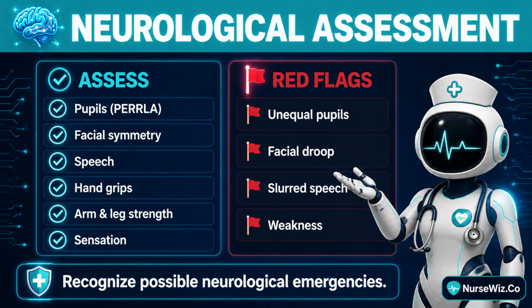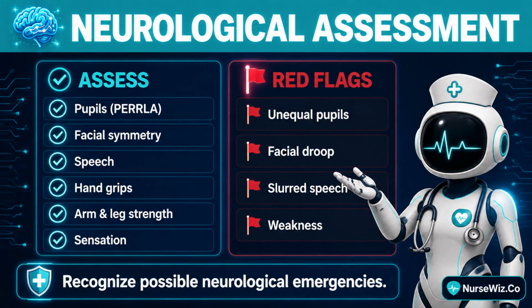Here's the flow at the bedside. Pupils first. Then ask your patient to smile and raise their eyebrows and watch both sides of the face move together. Then listen to their speech while they answer. Then hold out both of your hands and ask them to squeeze. Then arms, then legs, then sensation.